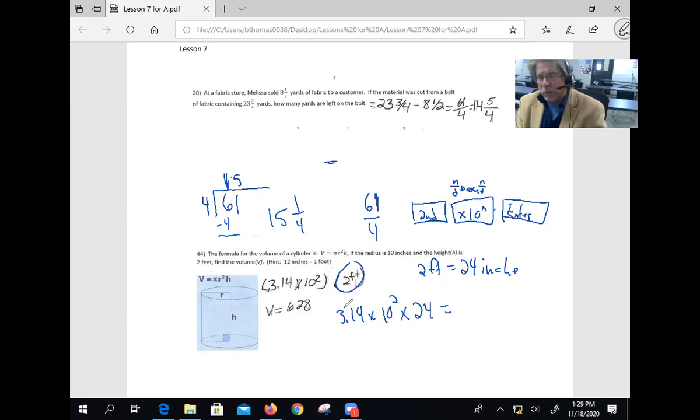So if I use my calculator here, 3.14 times 10 squared times 24, I should get 7,536. So 7,536 cubic inches would be the volume of that.